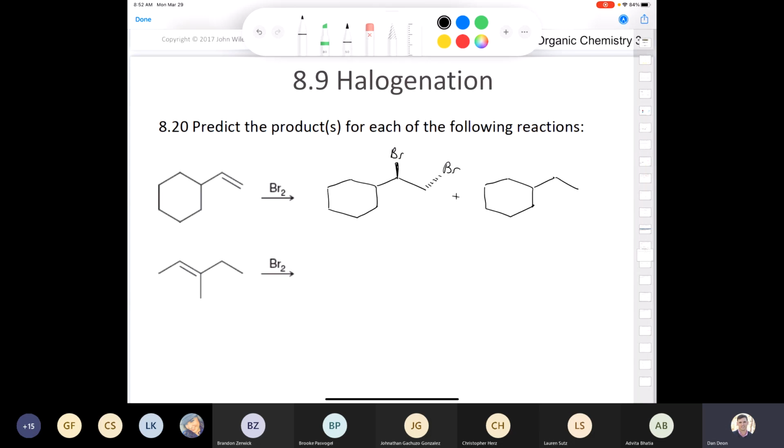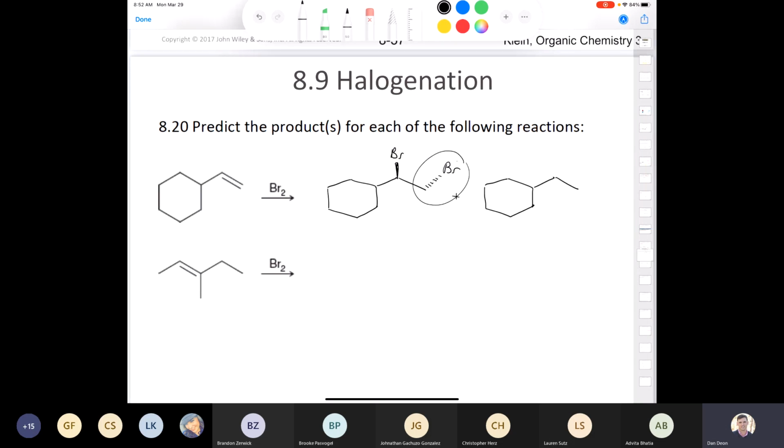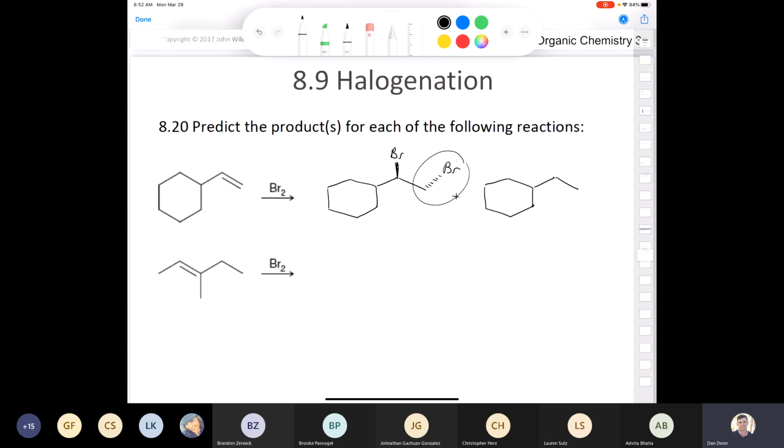Yeah, thanks, Skylar. This is not a chiral center, right? That's not a chiral center. So why am I drawing the bromine on a dash? It's not the end of the world. It's not like the person completely does not understand anything.